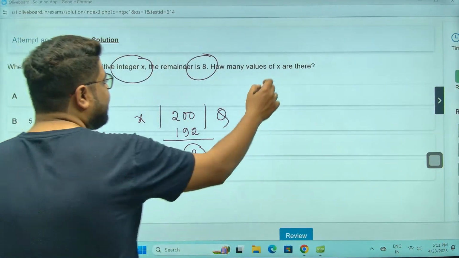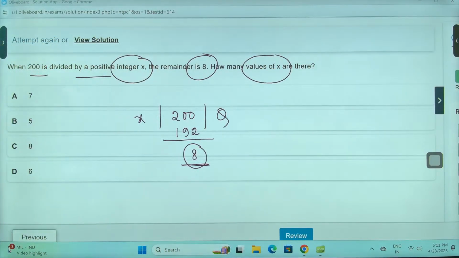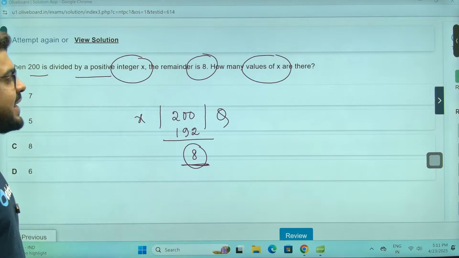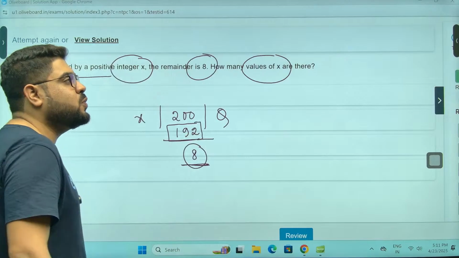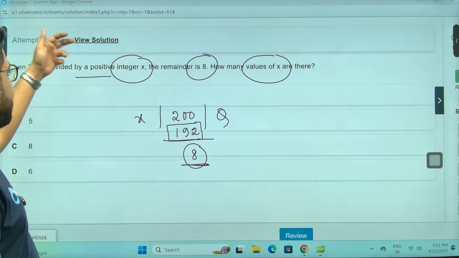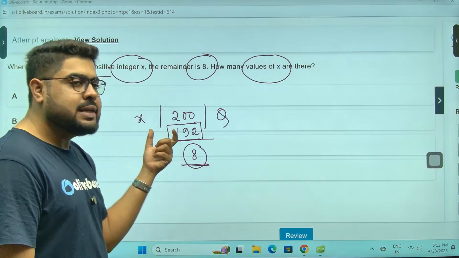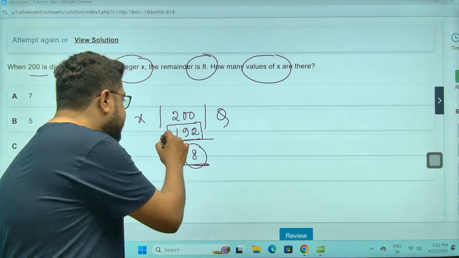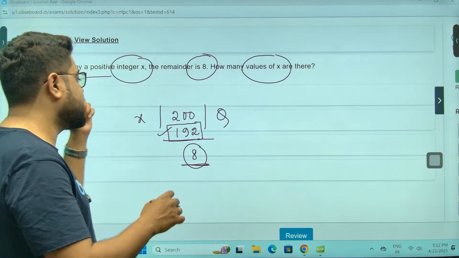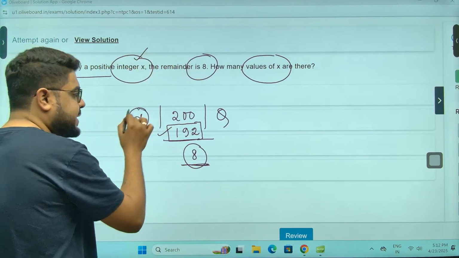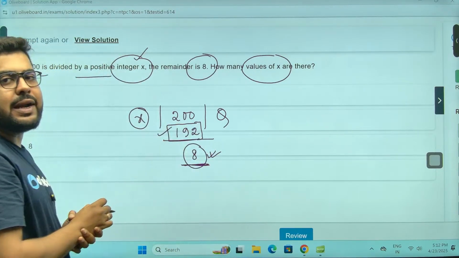Now, how many values of x are there? Let's see, sir. Please understand. The remainder is 8 and this is 192. The positive integer 200 is divided by x, and the number must be 192. They are asking how many positive values I have for this x so that I can get this 8 and I get this 192 here.